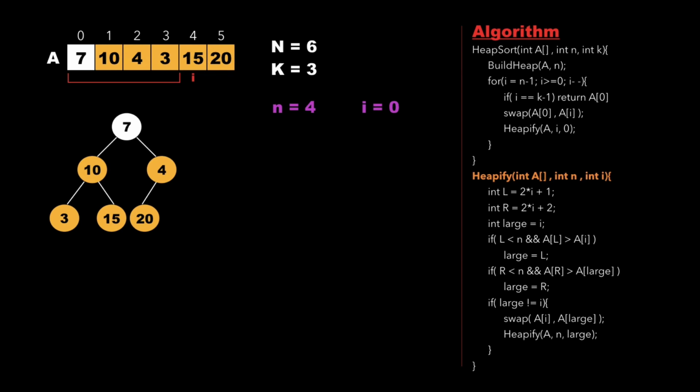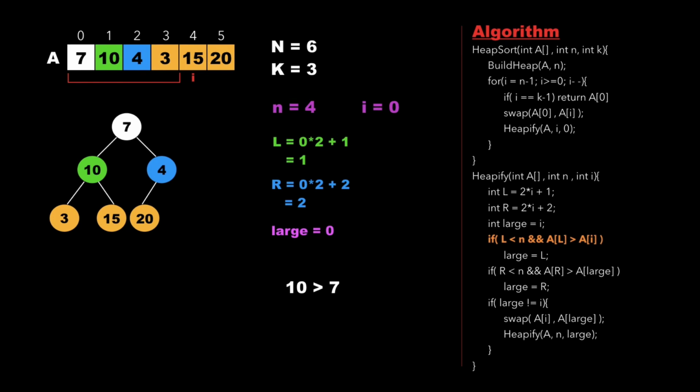So again we calculate the indexes of left and right childs for the node 7, which is 1 and 2. We also initialize large to 0. Check whether if A of L is greater than A of I, that is check whether if the value of right child is greater than parent node. Since 10 is greater than 7, we update the value of large as 1, and also check whether if A of R is greater than A of large.